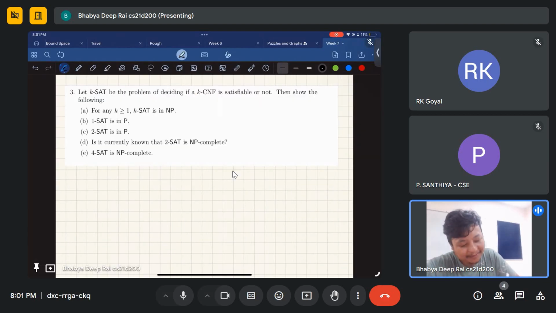Let K SAT be the problem of deciding if a K CNF is satisfiable or not. Then show the following. For any K at least one, K SAT is in NP. This is true. Why? The certificate is the satisfying assignment.